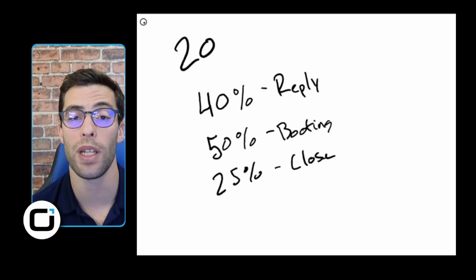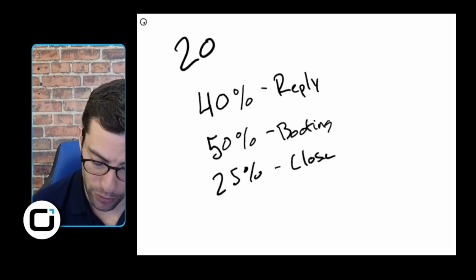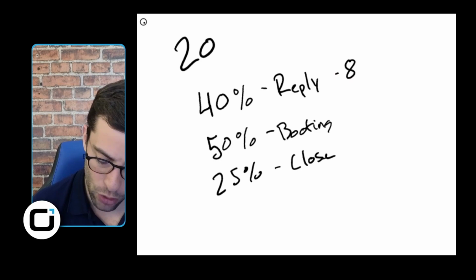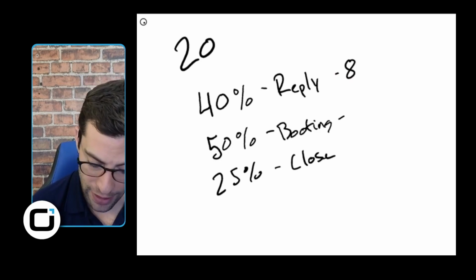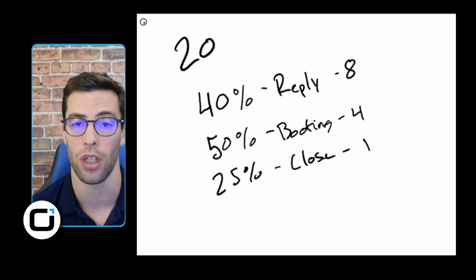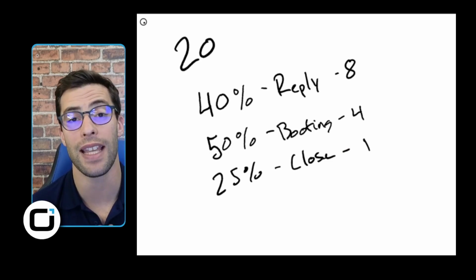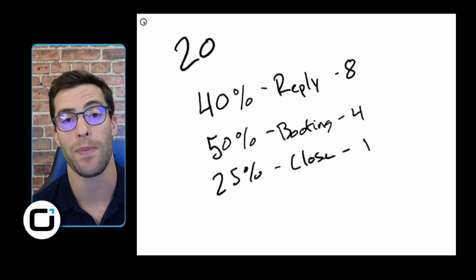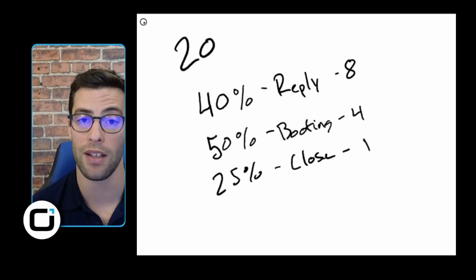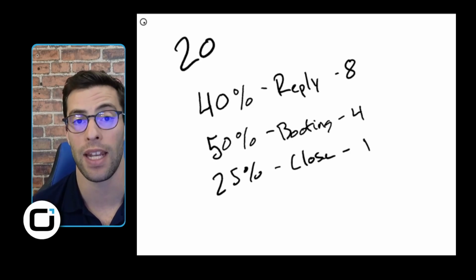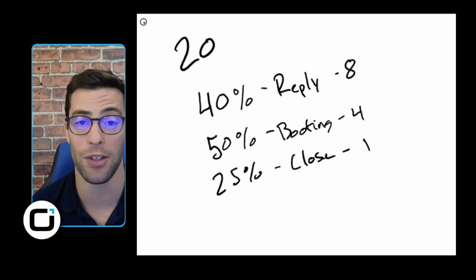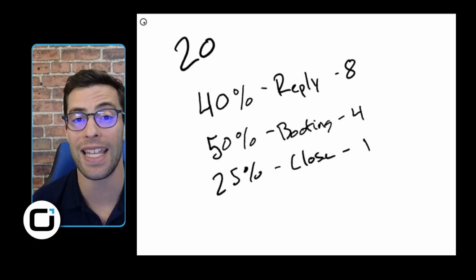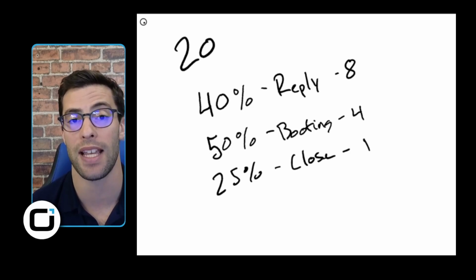So out of those 20 prospects, if 40% reply, we're looking at 8 total replies. We're looking at 4 total bookings, and we're looking at 1 total close, right? So in this instance, we spend $1,000 for that one customer, and that is excellent, right? Now, obviously, if you can convert at a higher rate, you could do a whole lot better, but this is a key step in this process.